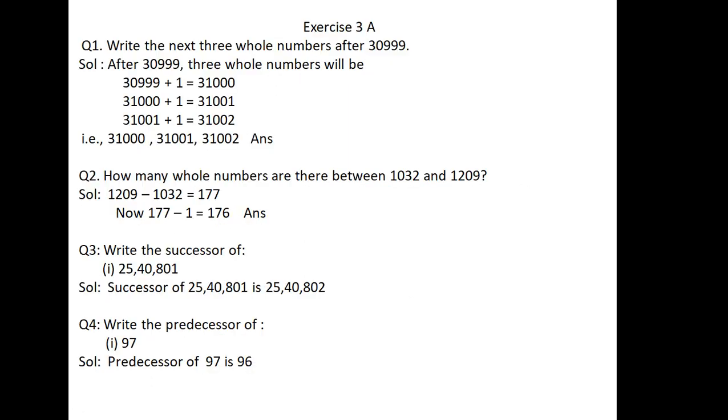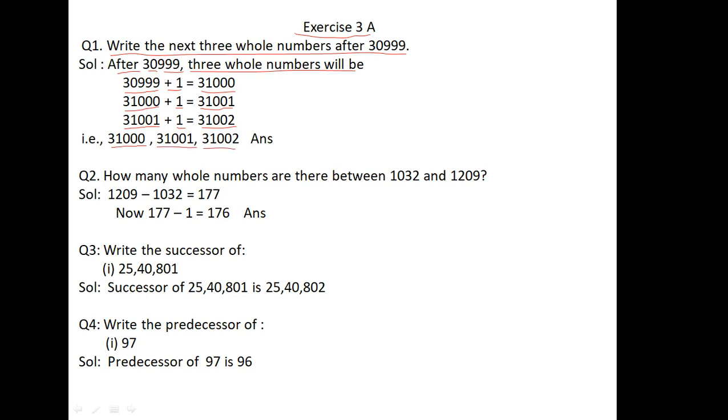Now we will start this exercise 3a. Question number 1 says: write the next three whole numbers after 30,999. So the solution: after 30,999, three whole numbers will be 30,999 plus 1, it will come 31,000. 31,000 plus 1, it will come 31,001. 31,001 plus 1, it will come 31,002. So the next three required whole numbers are 31,000, 31,001, 31,002.